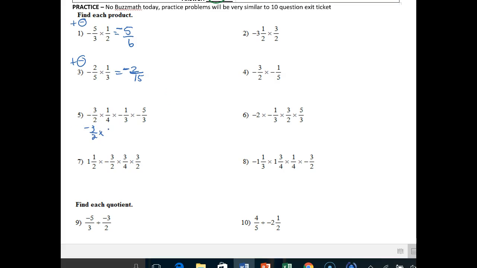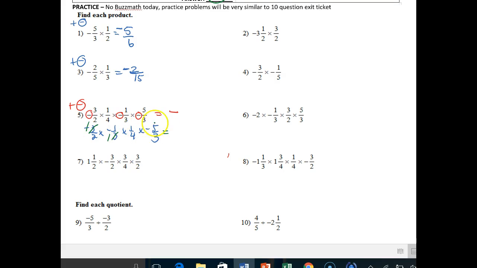So times 1/3 times 1/4 times negative 5/3. And before I move any further, I have 3 negatives, so my answer will be negative. So I'll put a negative sign right there. Now for cross canceling, look at the 3's, right? Again, why did I move this one next here? Because I saw diagonally I could eventually cross cancel. So this becomes a 1, this becomes a 1, and now we can multiply straight across.